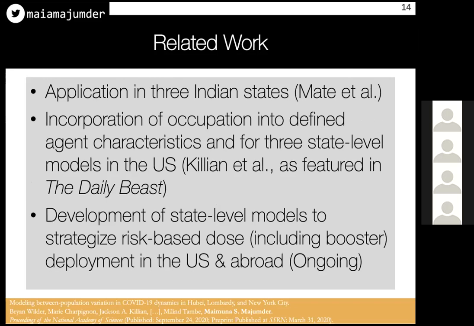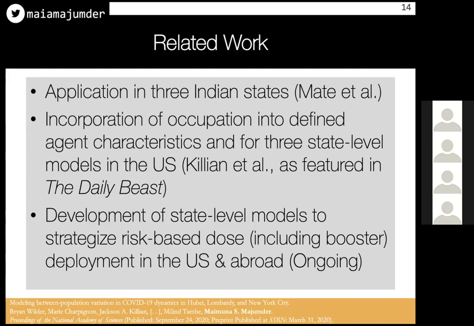This all said, though our agent-based modeling structure has been peer-reviewed and published, we're still working on improving it through related and ongoing work that builds off of the structure I presented today and applies it to other locations of interest. Internationally, we've thus far expanded our model to India, and domestically, we've started work on developing state-level models that incorporate occupation into the agent characteristics as defined for each population of interest.